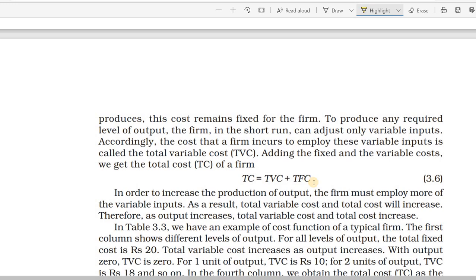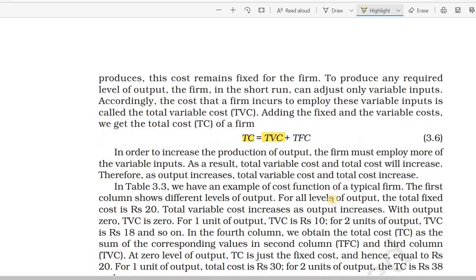Or if fixed cost is increasing, what will increase? Total cost. Suppose it is 10 plus 10, which is 20. If we increase this 10 to 20, then 20 plus 10, total cost increases to 30. Whenever we increase the variable cost or fixed cost, our total cost also will increase.